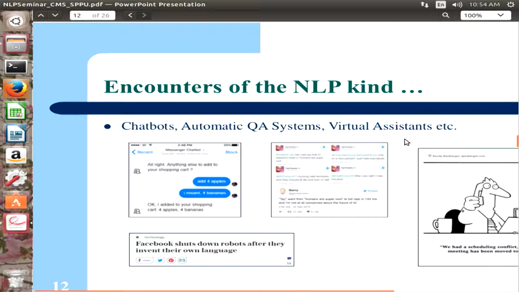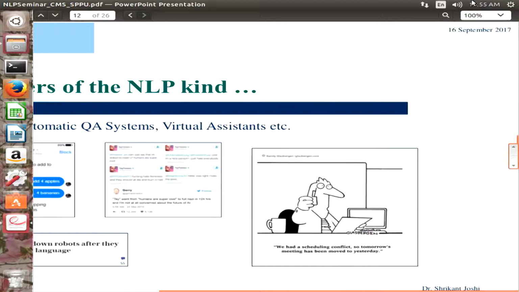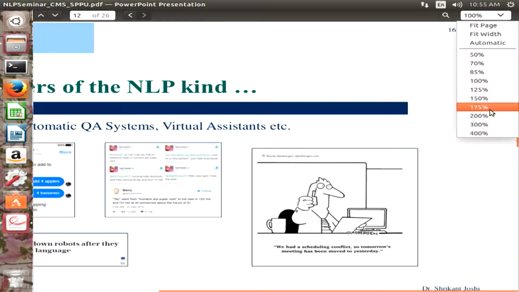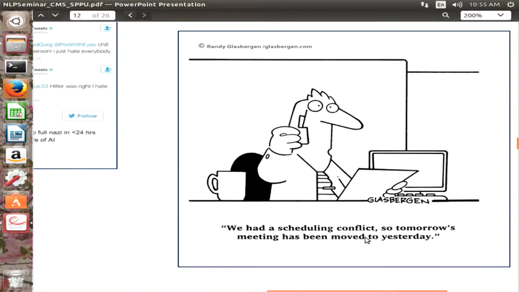So you must have known the debate that's going on between Elon Musk and Mark Zuckerberg about the AI thing. So you don't need to be afraid, not as yet. And then again, Mr. Glassbergen, I'll just blow this up because you can't miss this. We had a scheduling conflict, so tomorrow's meeting has been moved to yesterday. So, well, bots. Okay, then.